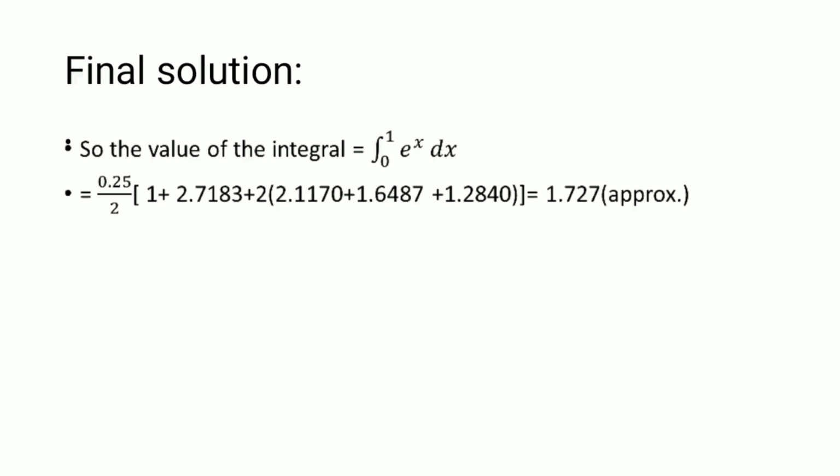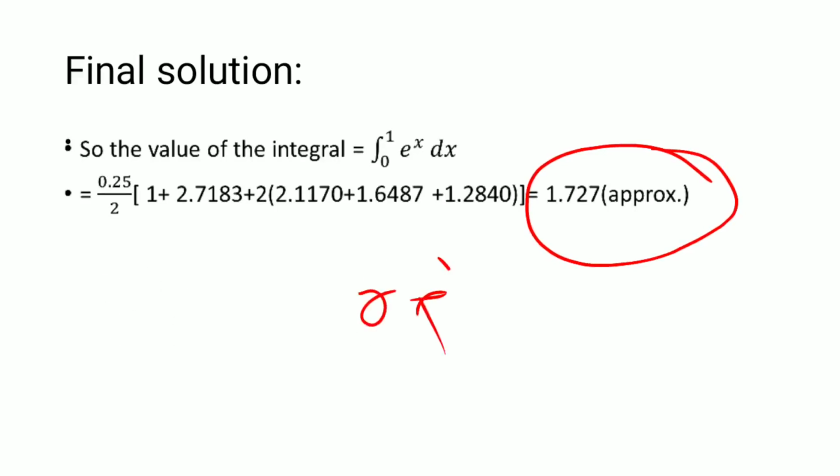Okay, lastly we put the values in the formula, which was h by 2 into f0 plus f4 plus 2 into f1 plus f2 plus f3. After calculation, that will be approximately 1.7273. I think this value is in option 2. So your option 2 will be correct.